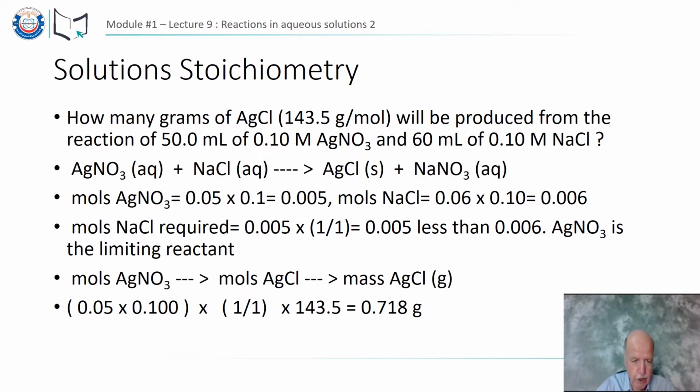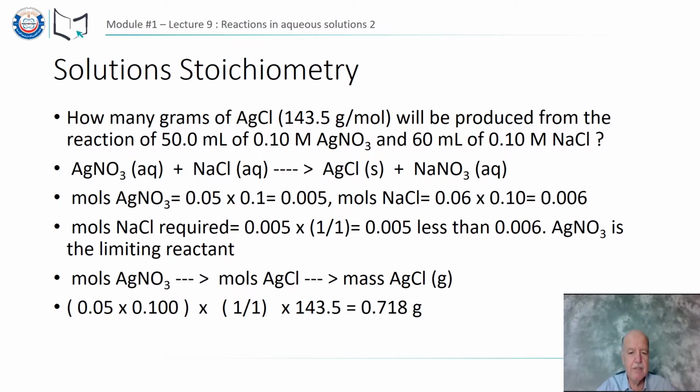I want to check for NaCl: required how much? AgNO3 1 over 1. What I have is 0.006. Okay, NaCl is the excess reactant. AgNO3 is the limiting. Moles AgNO3 gives moles AgCl, multiplied 1 over 1. Mass multiplied by what? 143.5. It is 0.718 grams.